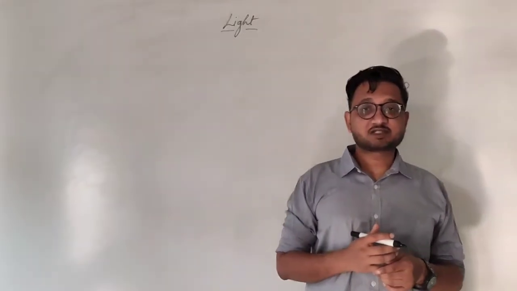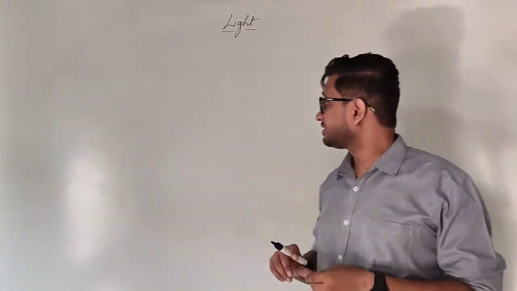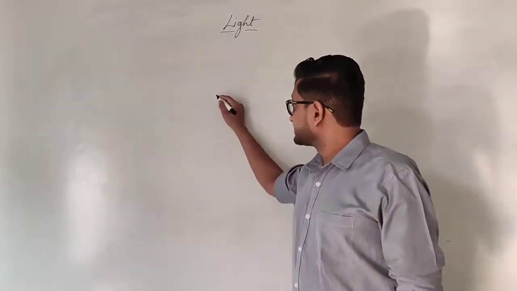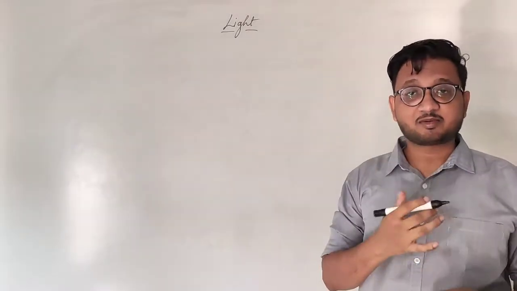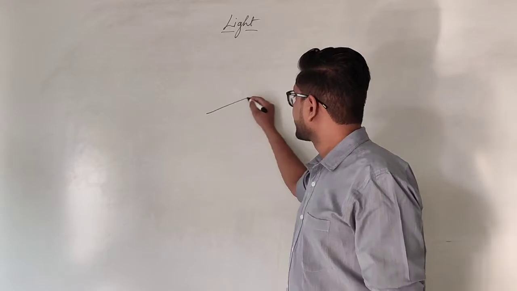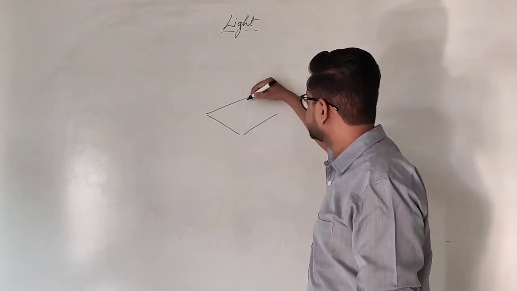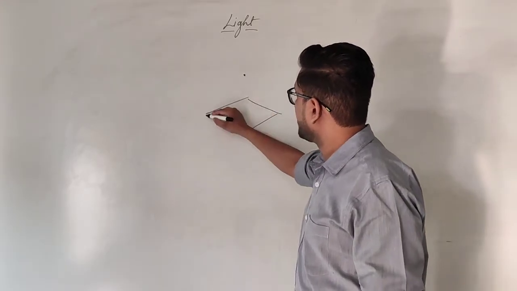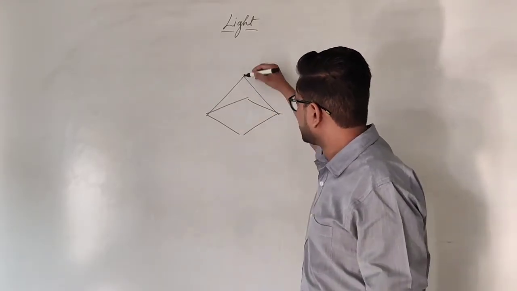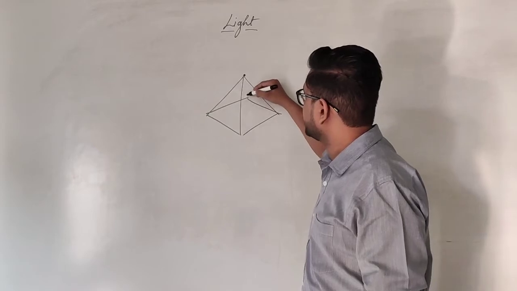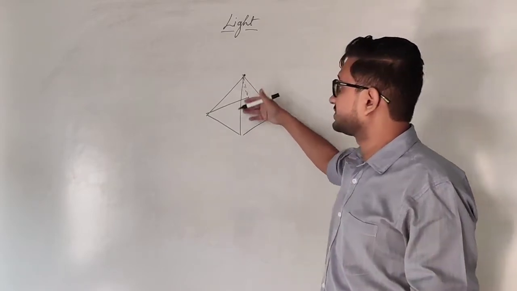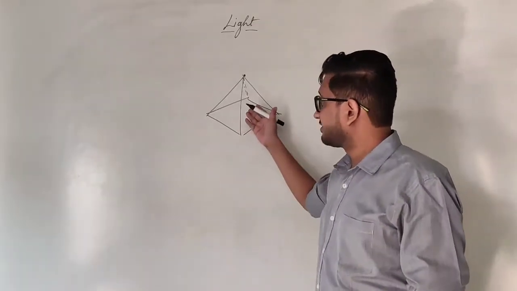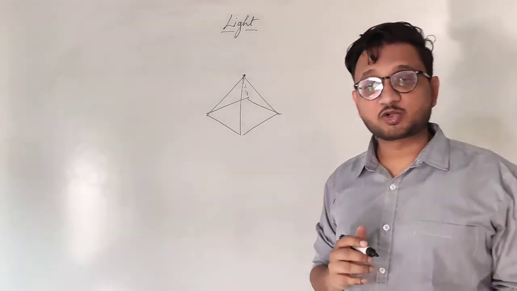So first of all, what is a prism? A prism is a solid shape, okay? There is a difference between a prism and a pyramid. For example, if we see a 3D diagram of a pyramid, it has either a square base or a triangular base, and it has one point. All of the sides are connected to this point like this. This is a pyramid, okay?